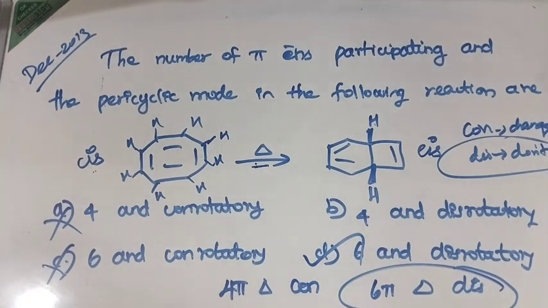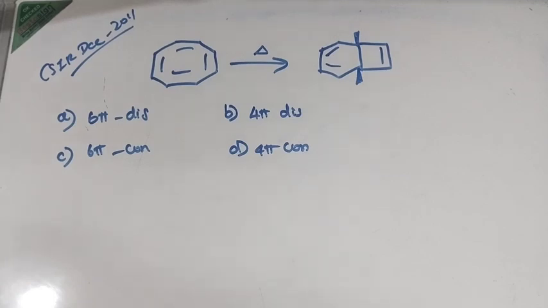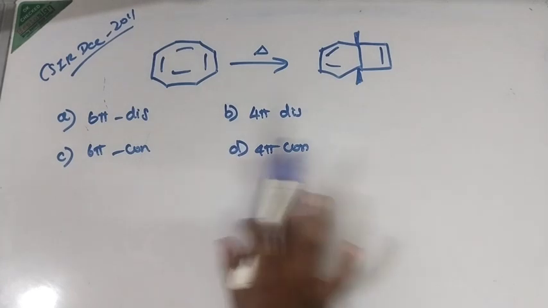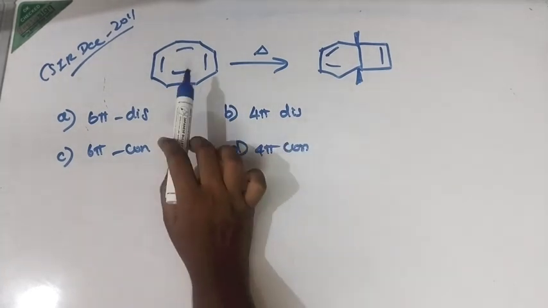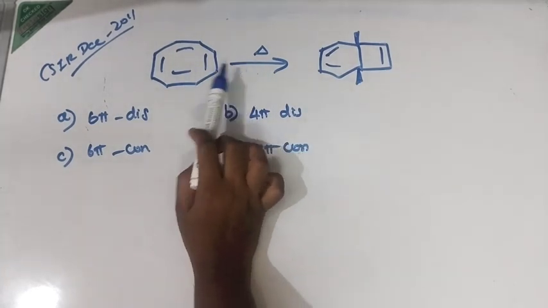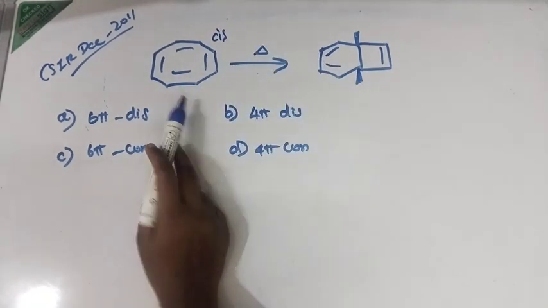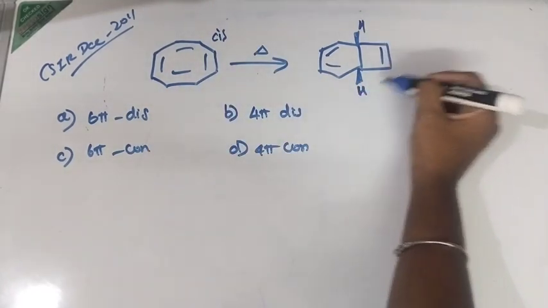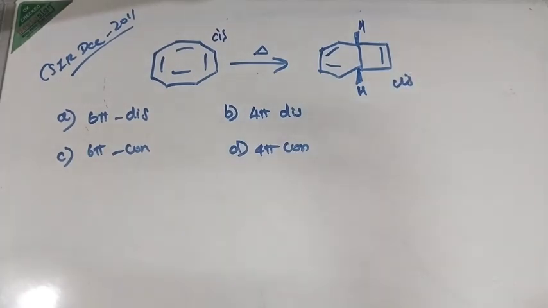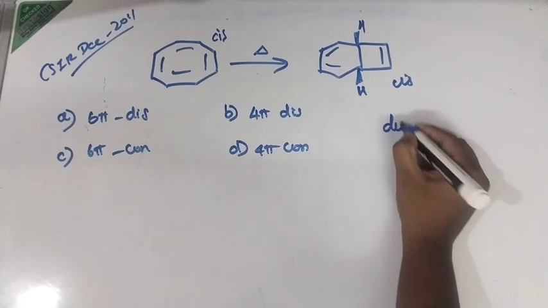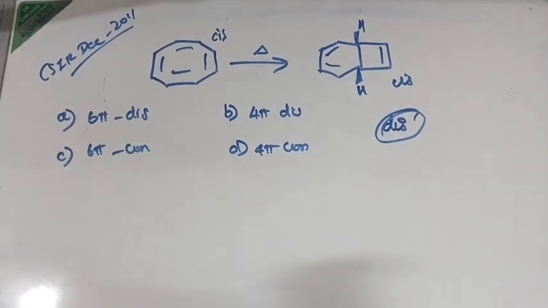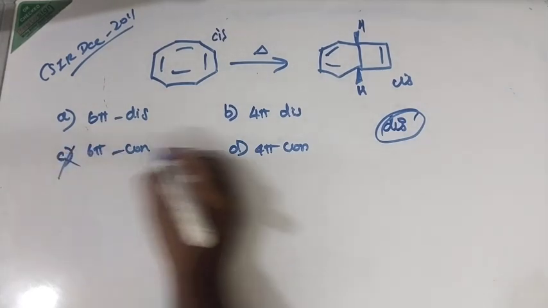Okay, here is a similar type of question. It was asked in CSIR December 2011. Same question. See here, in thermal condition, the reactant is cis configuration, right? It is in cis configuration. And now see the product, it is also in cis configuration, which means stereochemistry doesn't change, which means the particular rotation is disrotation. Okay, it is undergoing disrotation. So you can eliminate these two.